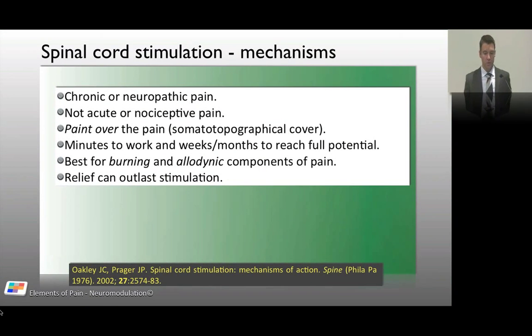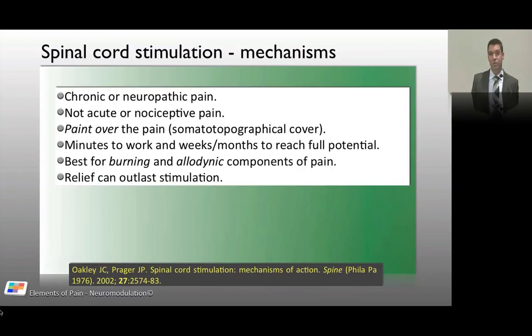So let's spend some time talking about the mechanisms of spinal cord stimulation. The interesting thing is when you talk about spinal cord stimulation, there are a couple of things that are unique about it. It works for chronic neuropathic pain. It doesn't work for acute and nociceptive pain. You need to paint over the area of the pain. So when you're doing a trial, you need to get somatotopographical cover of the pain itself. It takes minutes to work, and even weeks and months to get to its full potential.